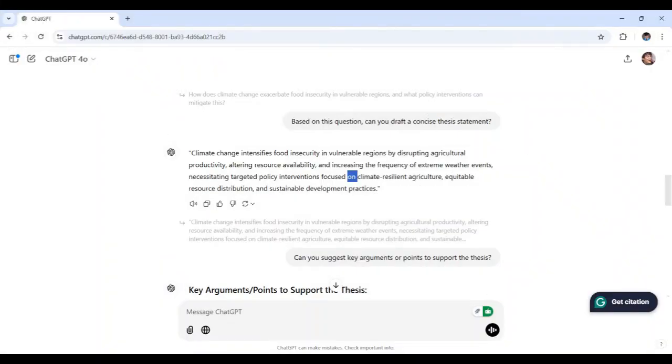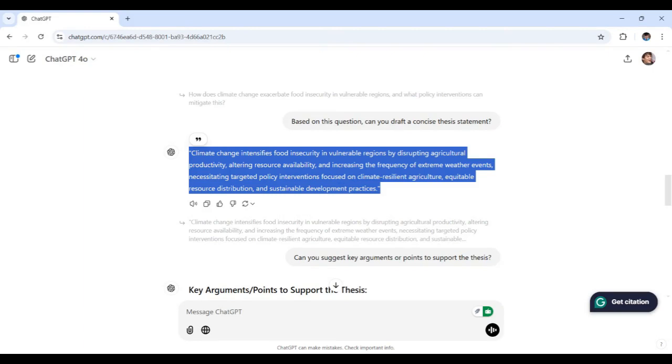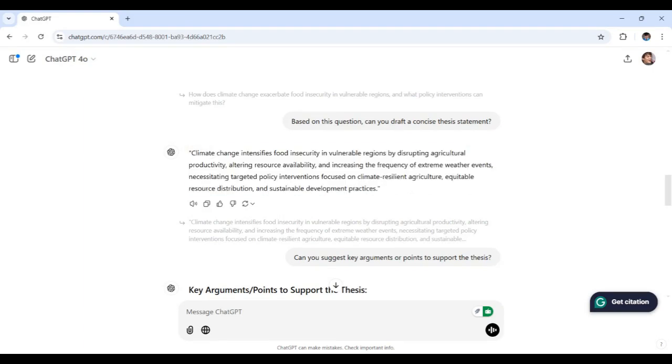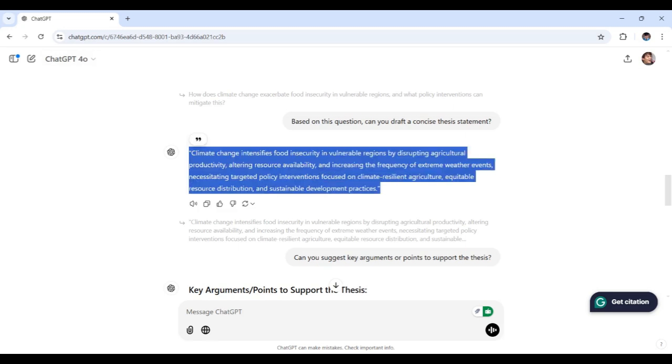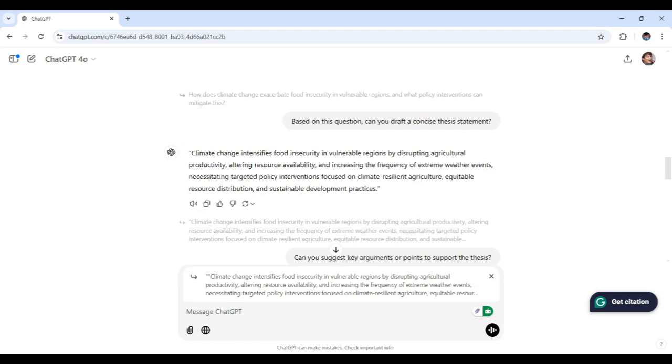Finally, no great research paper is complete without addressing counterarguments or limitations. Anticipating challenges to your thesis shows depth and critical thinking. Now, let's ask ChatGPT once more to identify potential counterpoints to our argument. Now, here is a simple prompt that I would like to ask. And along with the prompt, once again, I'd like to highlight the same thesis. And here's my prompt right over here. What are potential counterarguments or challenges to the thesis?